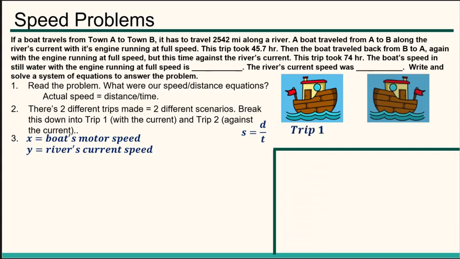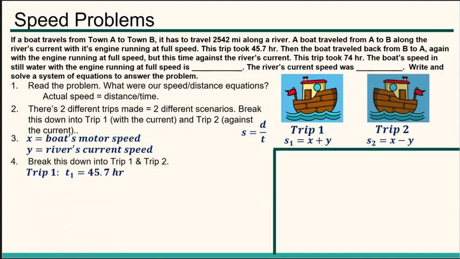So this is going to be trip 1, that's going with the current. There's trip 2, that's going against the current. For trip 1, the speed is going to be the boat's motor speed plus the current. For trip 2, that speed is going to be the boat's motor speed minus the river's current. Trip 1, the time was 45.7 hours. The distance was the same for both, but I'm still going to write it down, 2,542 miles.